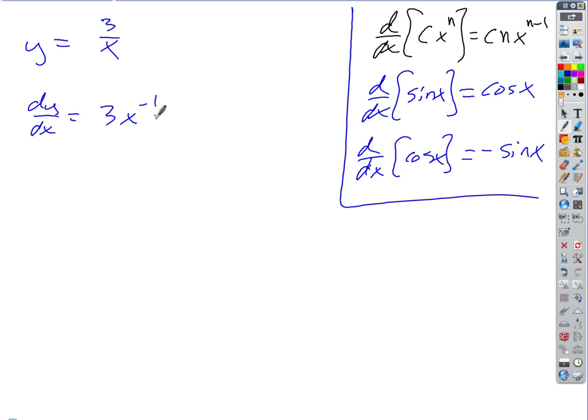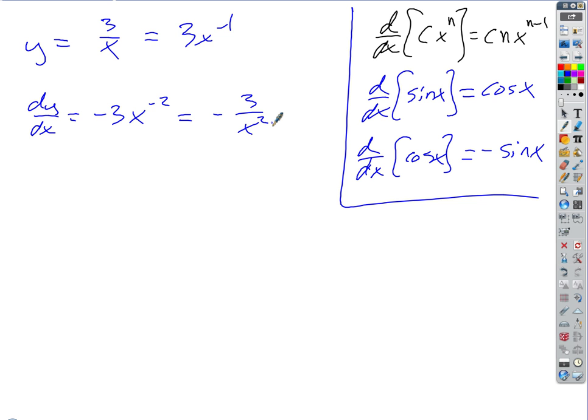Now this makes sense. We're going to rewrite the original function as 3x to the negative 1. So now I can do the derivative. So what's my derivative going to be? Negative 3. Yeah, that comes down, so I get negative 3x to the negative 2. And if I want to write that in terms of a positive exponent, negative 3 over x squared, right?